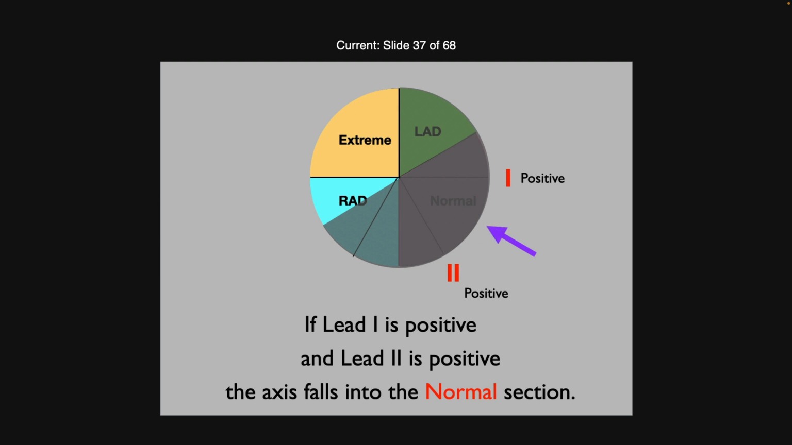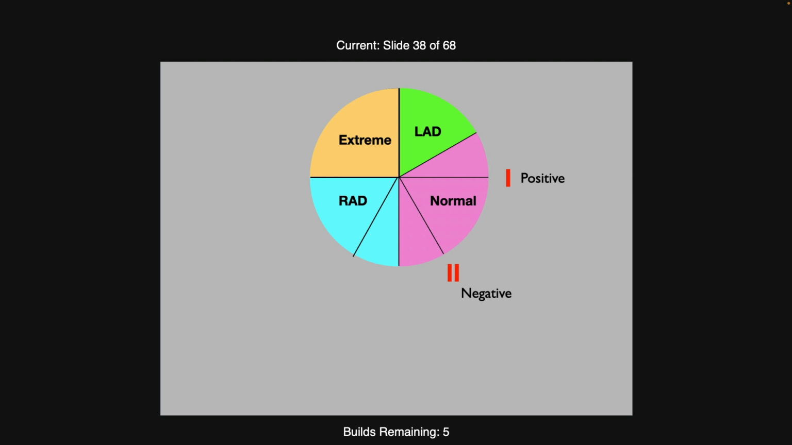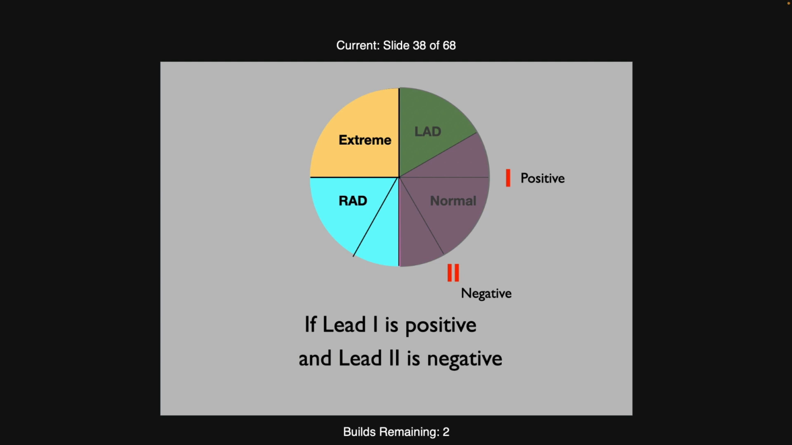Okay? Now, let's go back. If lead 1 is positive, it's in that half. But if lead 2 is negative, it's going to be there. So now, Chris, where's the overlapping area?